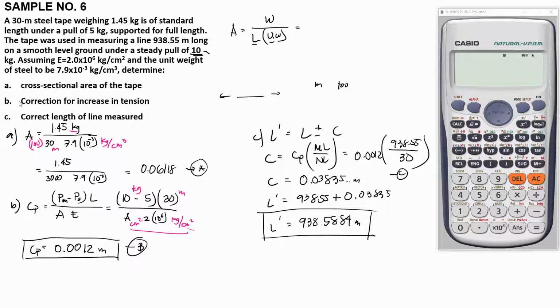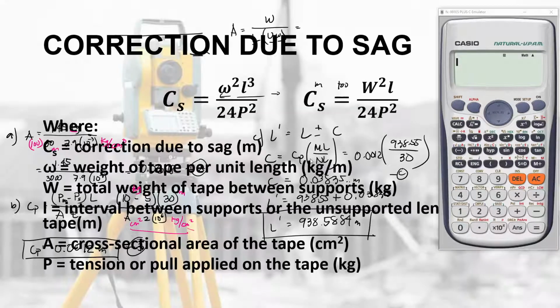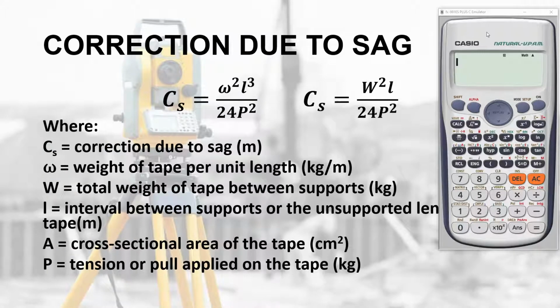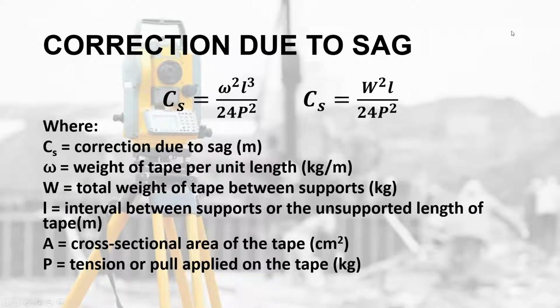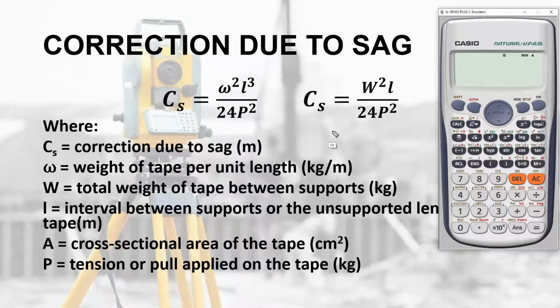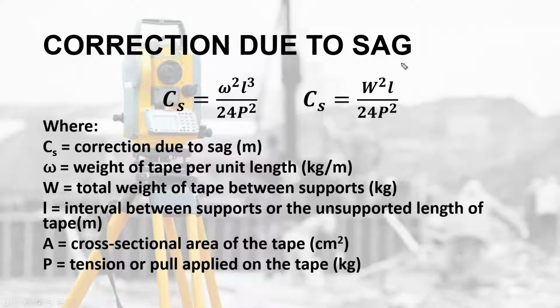correction, kung may nabasa kayo dito, sinabi dito, "the supported for full length." So, ano ba yung ibig sabihin niyan? Dito naman papasok yung correction due to sag. So, due to sag, halimbawa, kapag nag-breaking tape tayo, binababa ganyan. So, naka-slope nga yung ground natin dito. So, breaking tape, ganyan yung ginagawa natin.